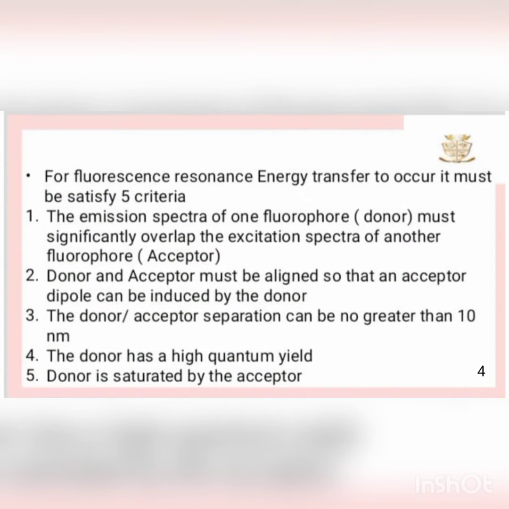For the energy transfer to occur, it must satisfy five criteria. The emission spectra of one fluorophore must significantly overlap the excitation spectra of another fluorophore. The donor and acceptor must be aligned so that an acceptor dipole can be induced by the donor. The donor and acceptor separation can be no greater than 10 nanometer. The donor has a high quantum yield. And the final one is the donor is saturated by the acceptor.